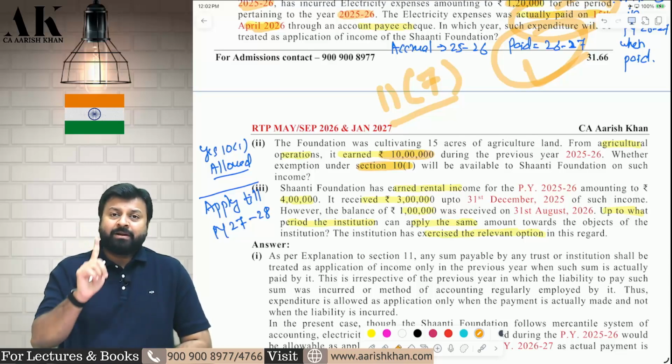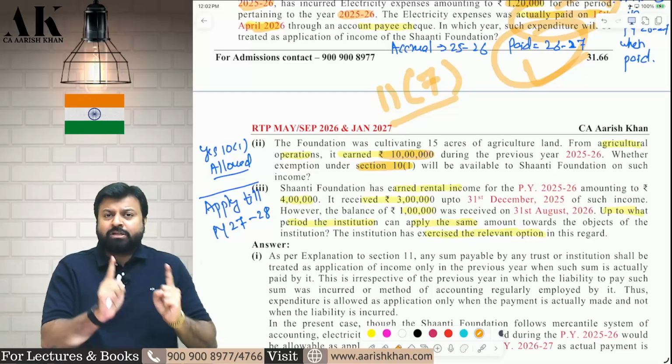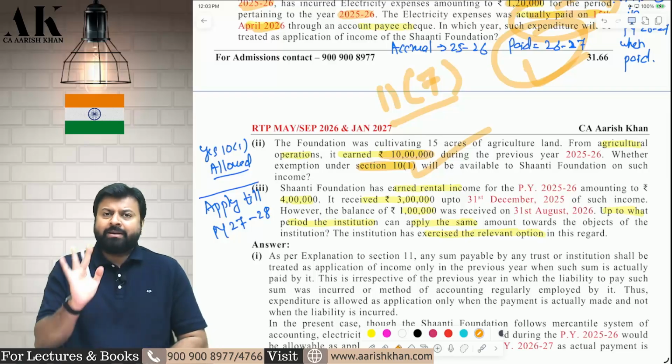So in this case, what can the charitable trust claim? 10(1). They cannot claim other exemptions. So in this case, the charitable trust, along with the exemptions of section 11 and 12, can also claim agricultural exemption under 10(1). So this is also correct. They can claim exemption under 10(1).